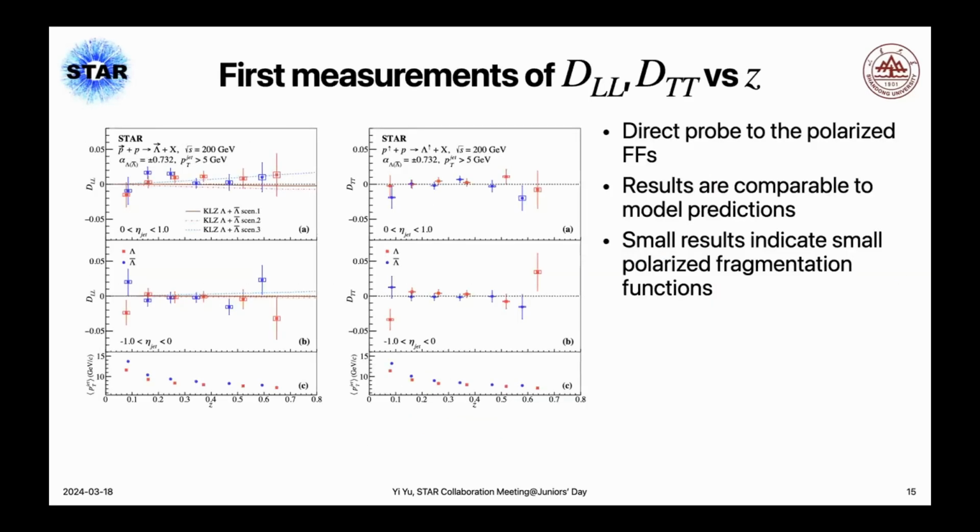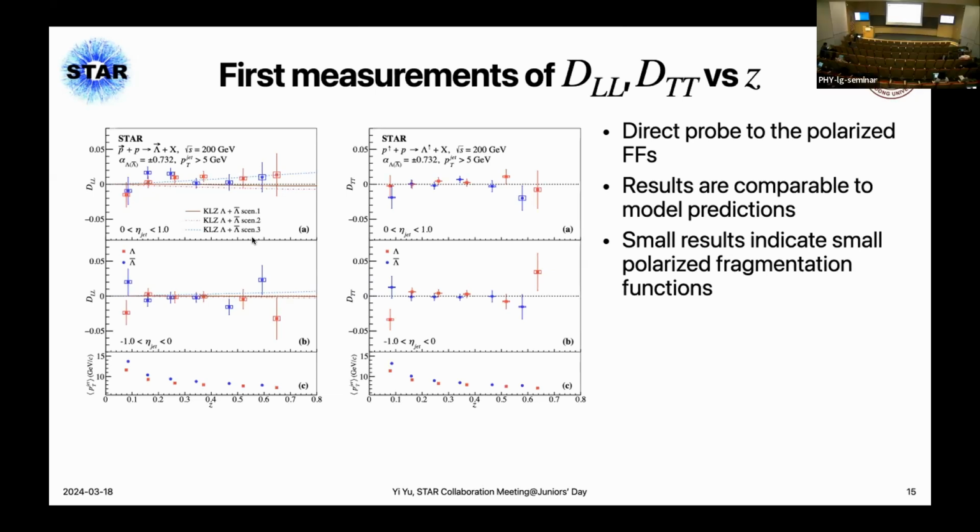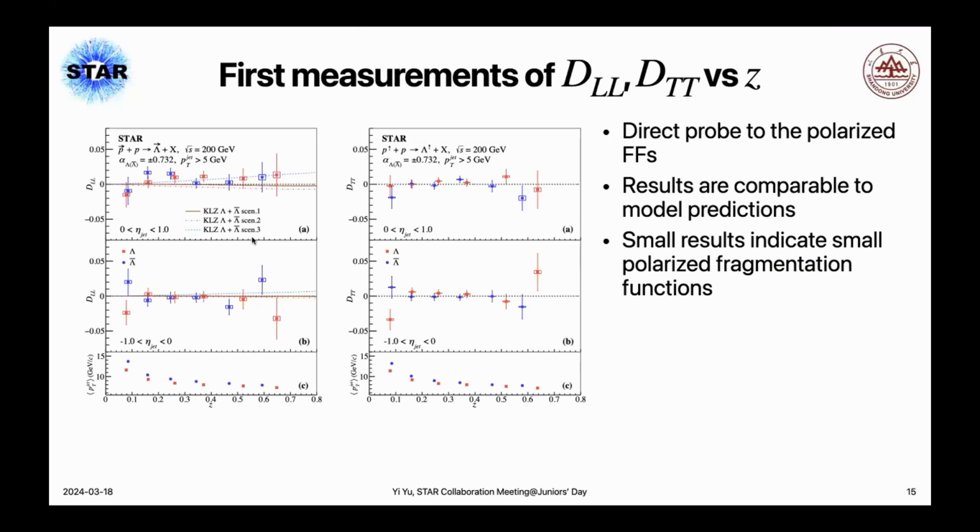This is our first measurement of DLL and DTT versus Z, which provides a direct probe of the polarized fragmentation functions. The DLL results are compared with the predictions, and currently they are comparable to the model prediction. Also, we noticed that the measured result is small. This might indicate a small polarized fragmentation function.